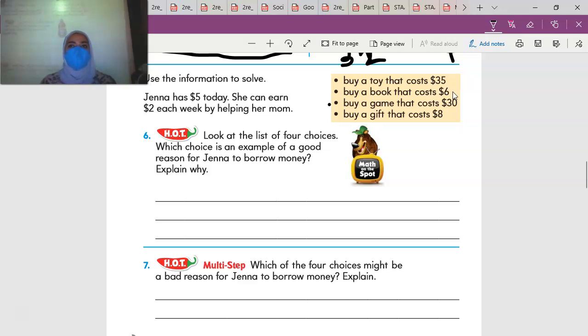When you borrow money from anyone, you don't want to keep borrowing for a long time. As soon as you have that money, you need to pay it back. Okay? So this is about making smart choices. It's also about choosing the difference between needs and wants. So it would be a good example for Jenna to borrow money to buy a book because she will be able to pay her back quickly. Right? She can pay her back next week. She gets paid $2 a week. So go ahead and write that down now. If you need some time, pause the video now.